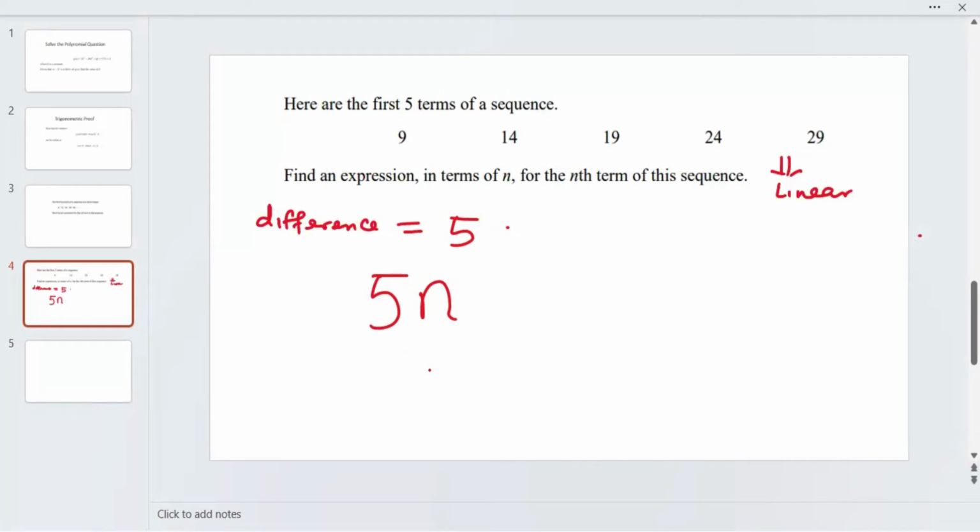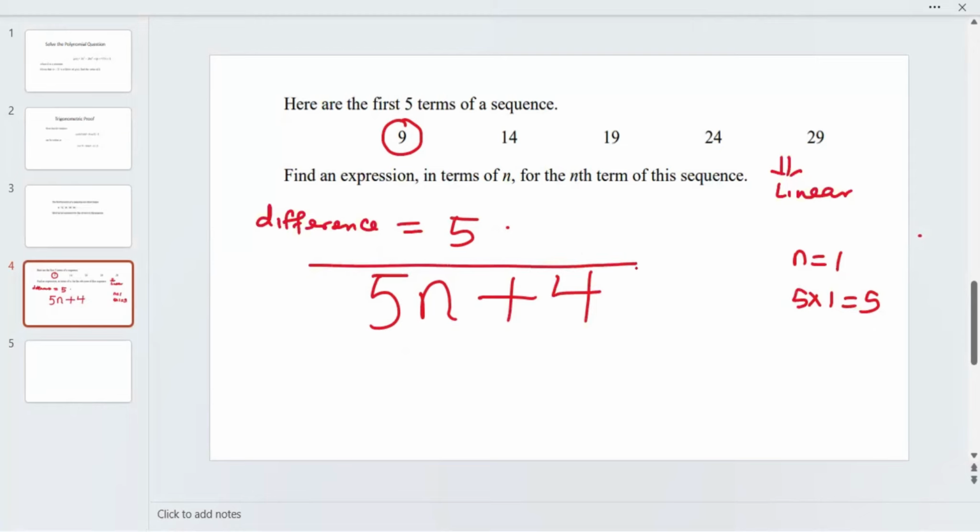Now, you pick when n is 1. So when n is 1, I'm going to be having 5 times 1, which is 5. So what can I add to 5 that will give me the first term of my sequence? 5 plus what will give me 9? That is 4. So I'm going to do plus 4. So this is the nth term of your sequence. Such a very simple method.